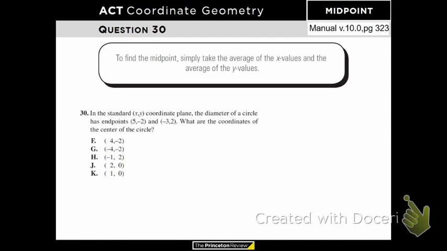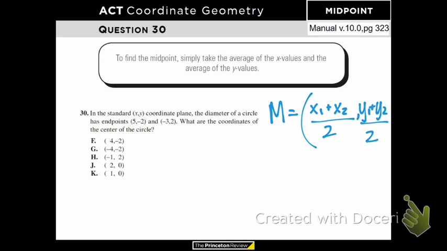And then last are midpoint questions. So on one of the other pages it goes over the midpoint formula. I'm just going to write it here. If you have 2 points, to find the midpoint, you want to add your x's together and divide by 2. So really you're averaging your x's, and then you're averaging your y's. Same thing here, to find the middle of each of those values.